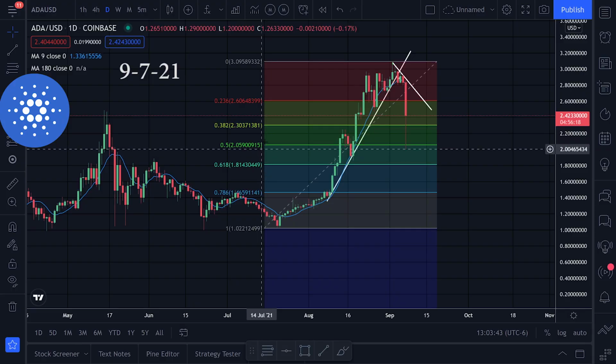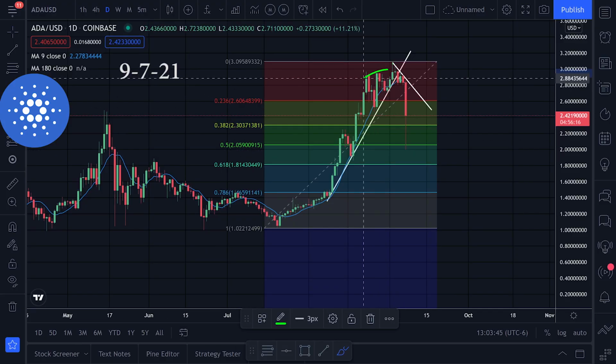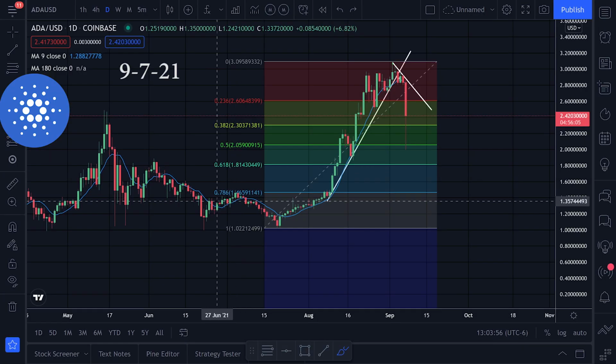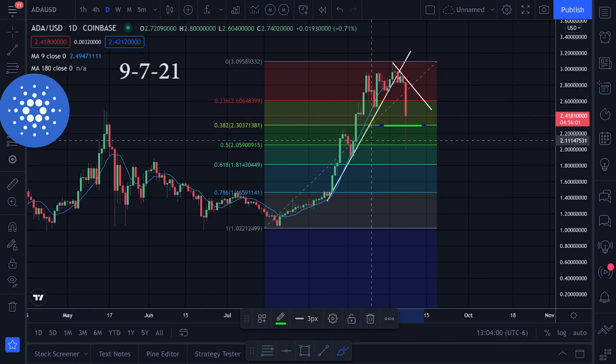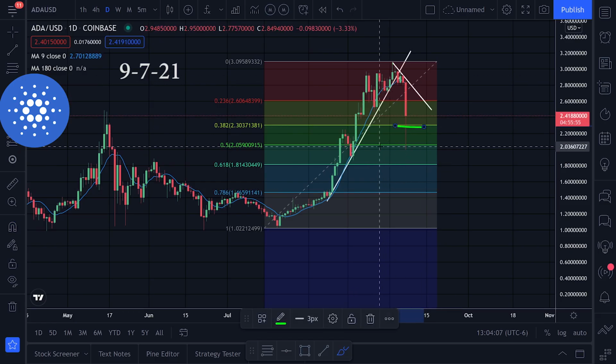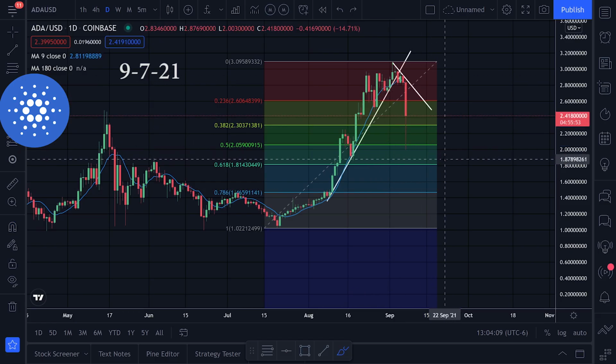All right, so if we go back to Cardano, like I said, I took some profits up here. I'm watching these Fibonacci retracement levels now. The 38% level is at 2.30, the 50% level is at 2.05, the 61% level is at 1.81, and the 78% level is at 1.46. Let's see how many we can hit if we could get a bounce on any of these. We already hit the 38% level and we already hit the 50% level. Let's see where we can go from there.